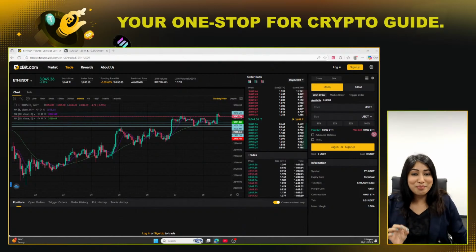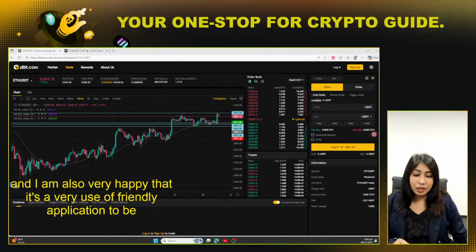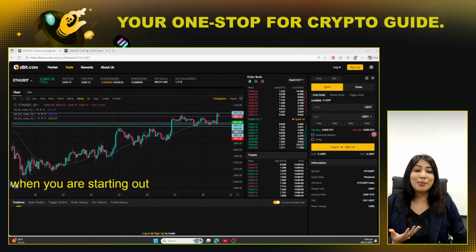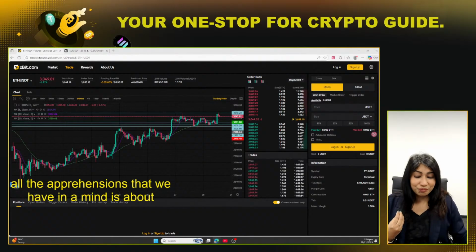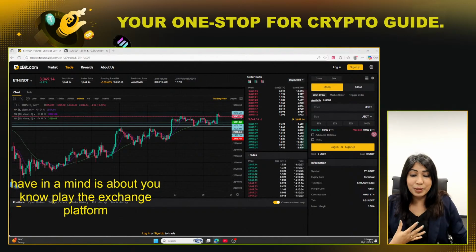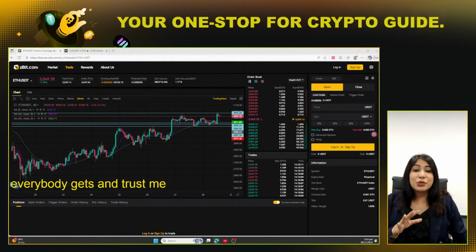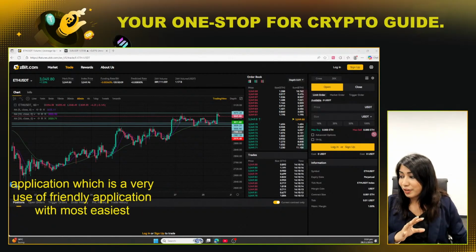I'm sure you guys are having an amazing experience using the Zbit app. So do I. I'm so excited, and I'm also very happy that it's a very user friendly application, to be precise, because what really matters when you are starting out in something new is all the apprehensions that we have in our mind about whether the exchange platform is trustworthy, or if the platform is easy to use. These are questions which everybody gets, and trust me, Zbit is a very user friendly application with the easiest features that you can find anywhere.